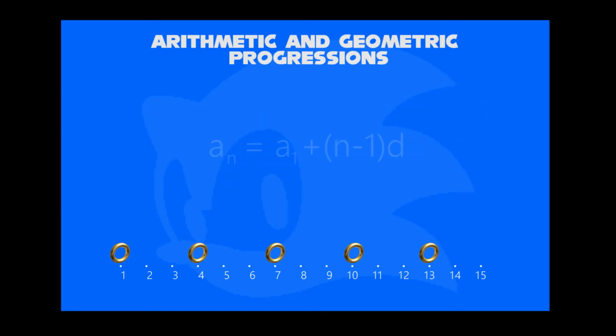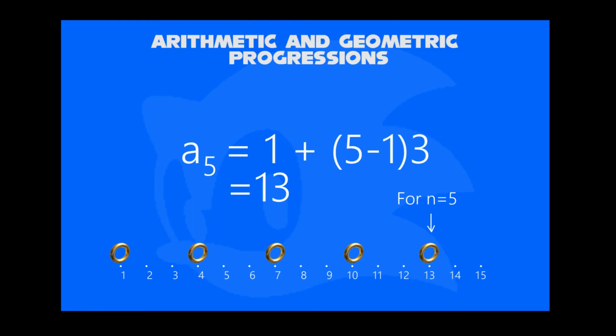The formula is the nth term, a_n, equals the first term a_1 plus the difference times (n minus 1). We have d equal to 3 and a equal to 1. If I need the fifth term, say n is equal to 5, then a_5 is equal to the first term 1 plus 4 times the difference. The answer is 13.